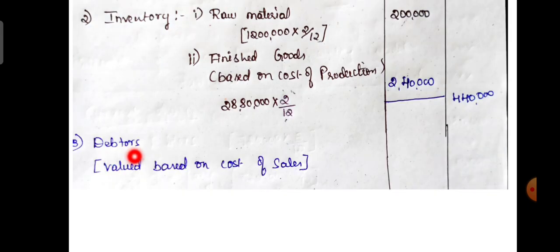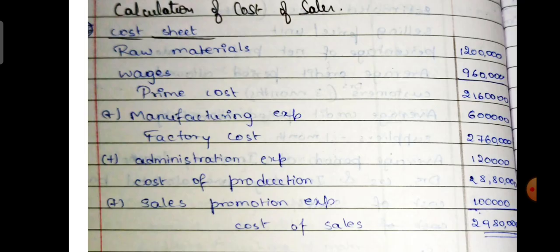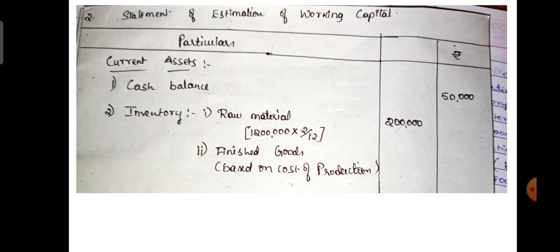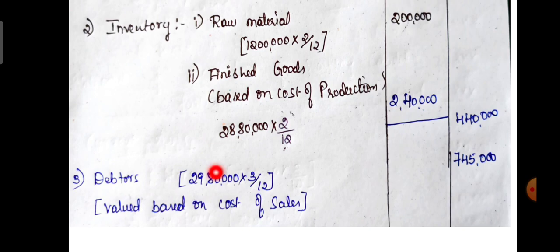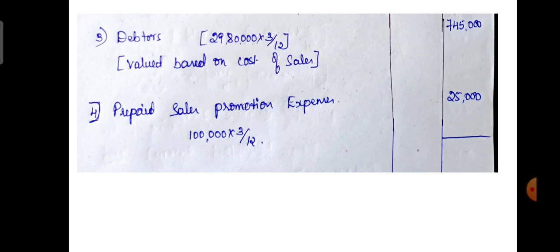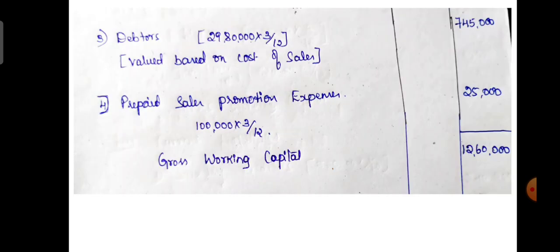Next, debtors. Debtors are valued based on cost of sales. So see what is the amount of cost of sales, that is 29 lakh 80,000, and credit period allowed for debtors is 3 months. So debtors value 29 lakh 80,000 into 3 by 12, so it is 7 lakh 45,000. Next, prepaid expenses. Total sales promotion expenses is 1 lakh, and it is paid in advance for 3 months. 1 lakh into 3 by 12, it is 25,000. Now we are adding all the current assets, and we will be getting gross working capital as 12 lakh 60,000.